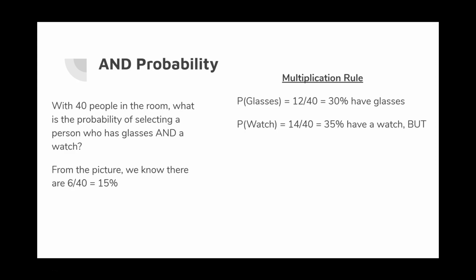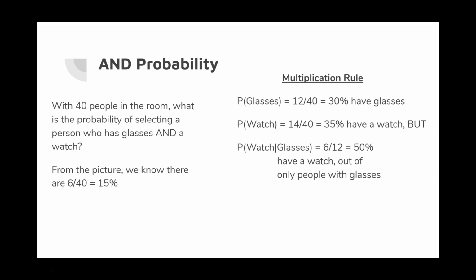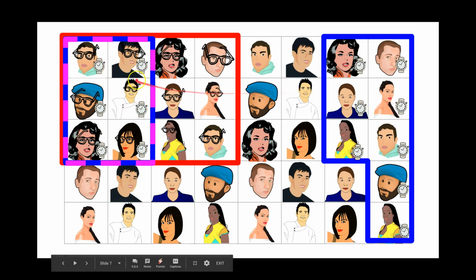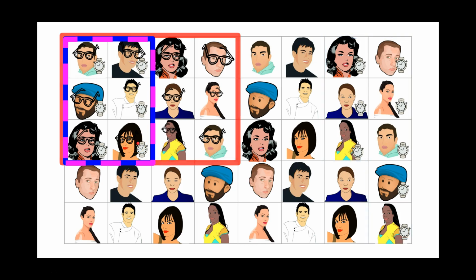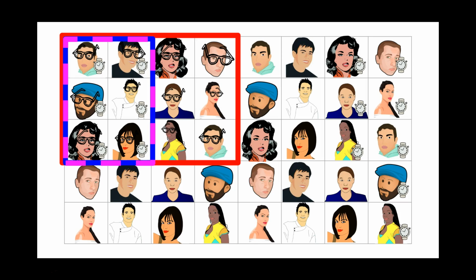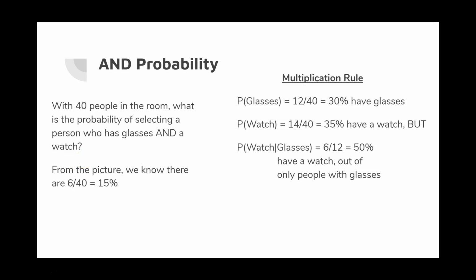However, we're not interested in all 14 of them. We're only interested in the people that have a watch given that they have glasses. So it's only out of those that have glasses. If we look back at that picture, again, we're not interested in all of these people that have the watch. We only care about these 6 here on the left. Those are the only ones we care about. But it's out of all 12 of the people with glasses. So 6 out of the 12 people with glasses would be 50%.